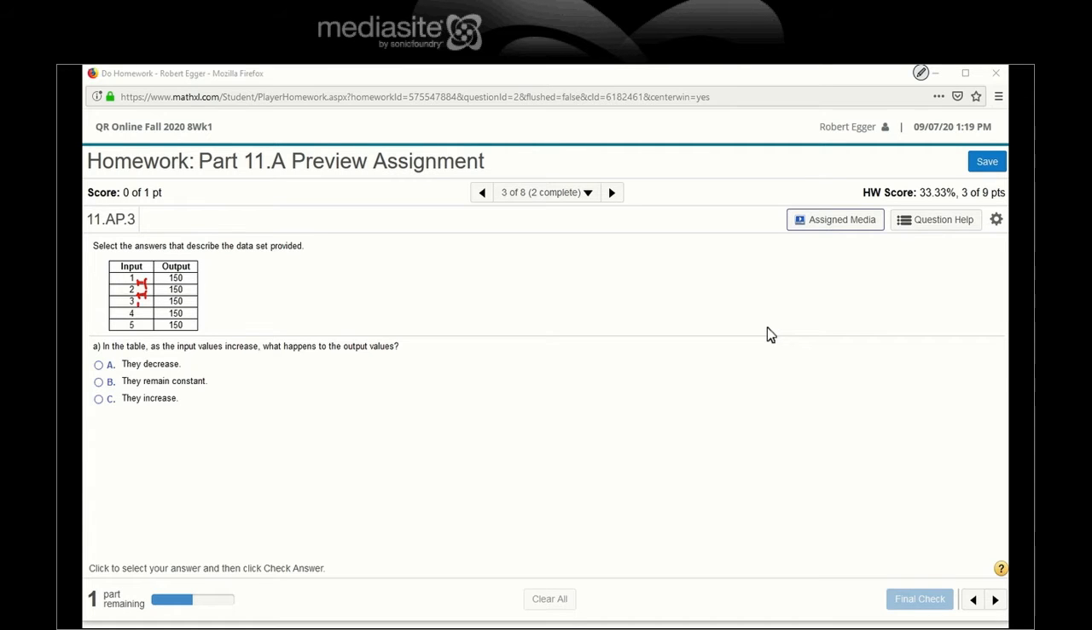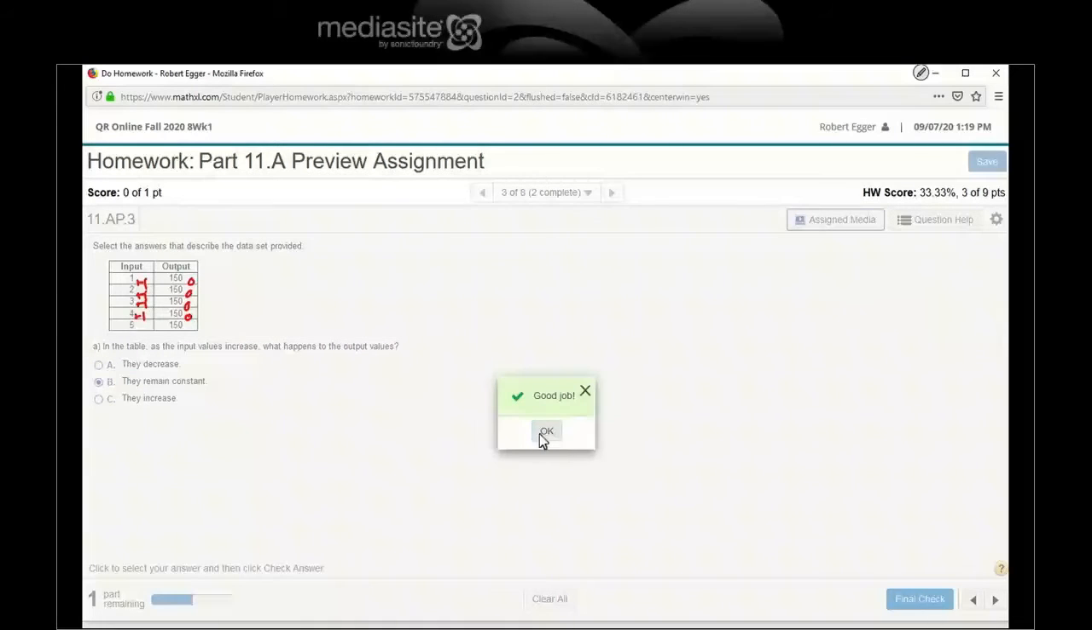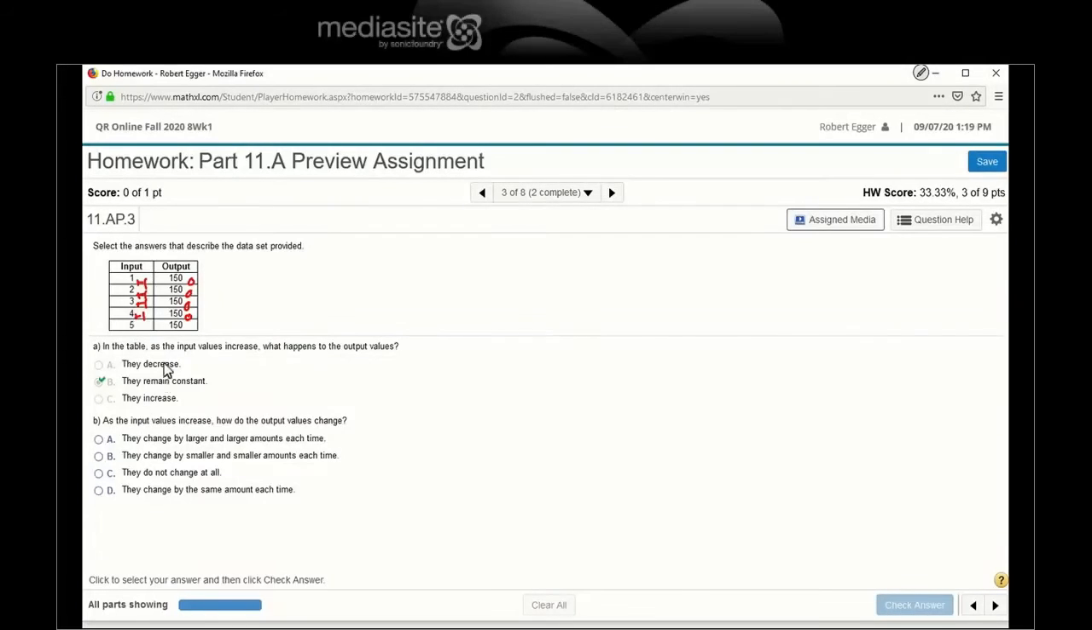Okay, x is increasing by a constant, and nothing is happening. And as the input increases, what does the output do? The output remains constant. Which means my change is not changing at all. I'm not changing by larger amounts. I'm not changing by smaller amounts. I'm not changing by the same amounts. I'm not changing at all.